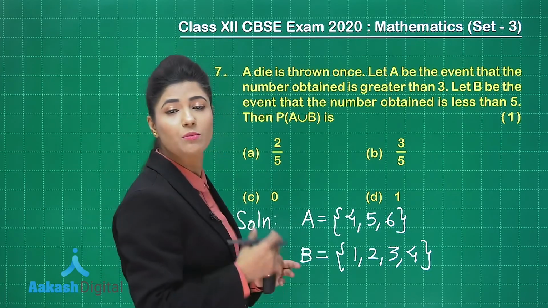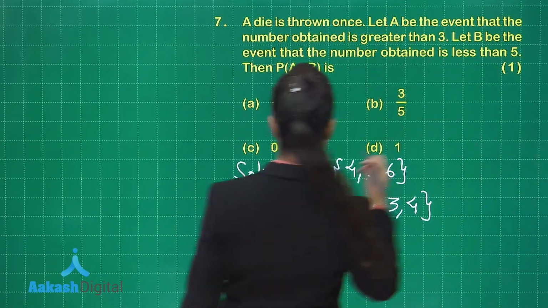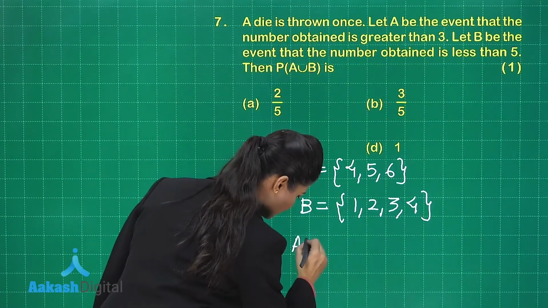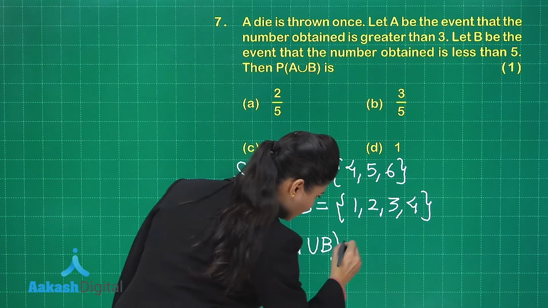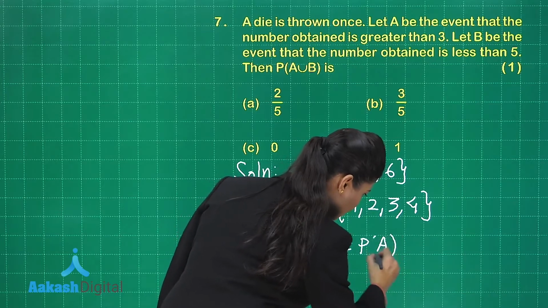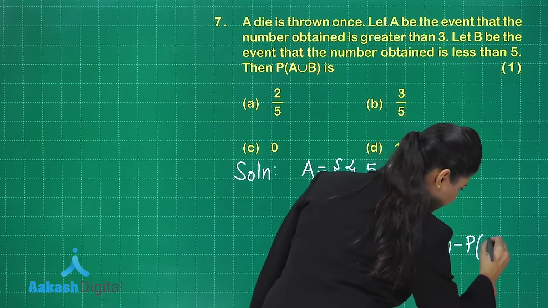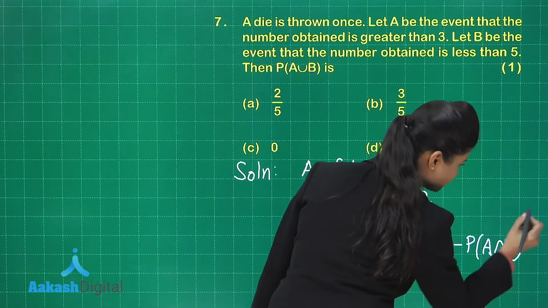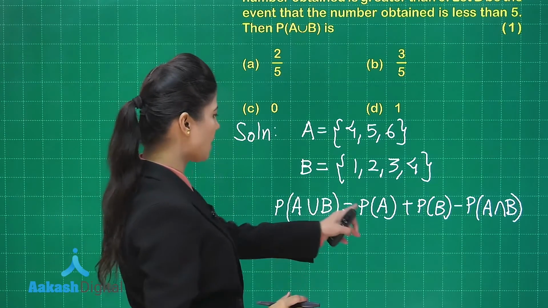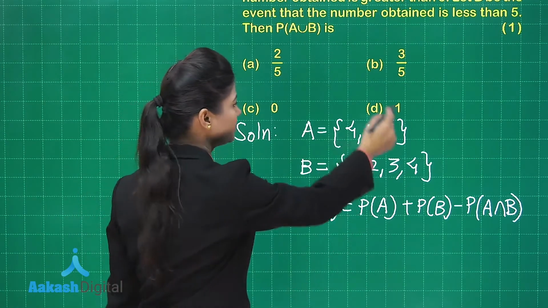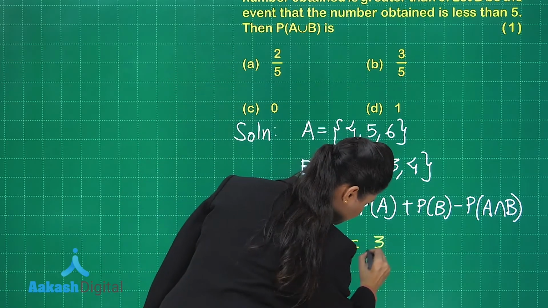Now we are talking about the probability of getting A union B. So the probability of A union B will be equal to the probability of getting A plus the probability of getting B minus the probability of A intersection B. A intersection B is also found through this. Here you can clearly see the probability of getting A will be simply 3 upon 6, because we have the total sample space of 6.